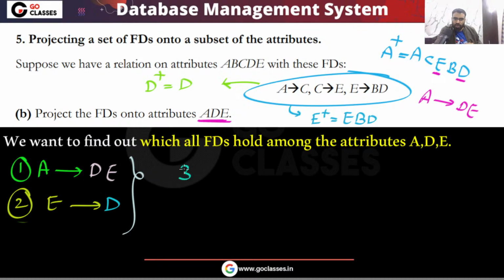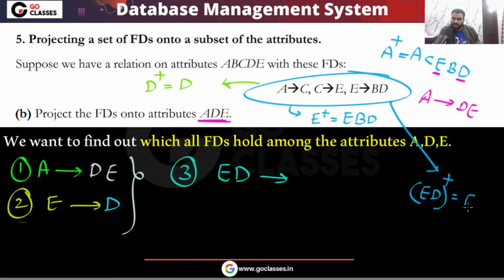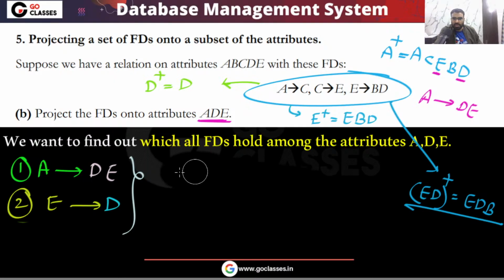But you do have to check what ED can determine. Can it determine E? Can it determine A? Again, you find the ED closure. Remember, the ED closure will be EDB. That's it. So you can see ED cannot determine A, so you can remove it here. And this is the set of functional dependencies you got.